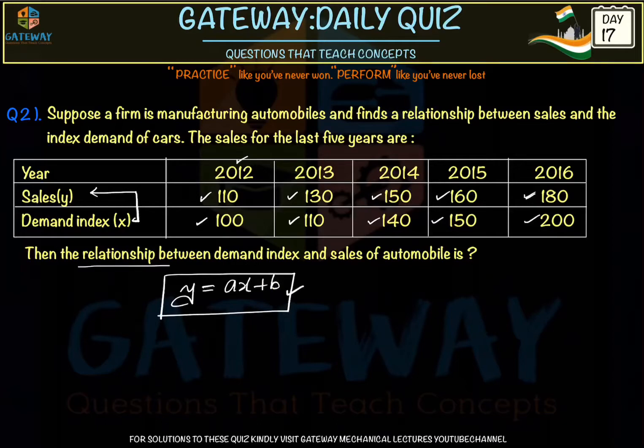Then only we will get the relationship between demand index and the sales. So we'll be getting a relation between y and x. So we'll assume it as y is equal to ax plus b. We can also make x is equal to ay plus b. Both will be the same here. Just we need to get the relation among them.